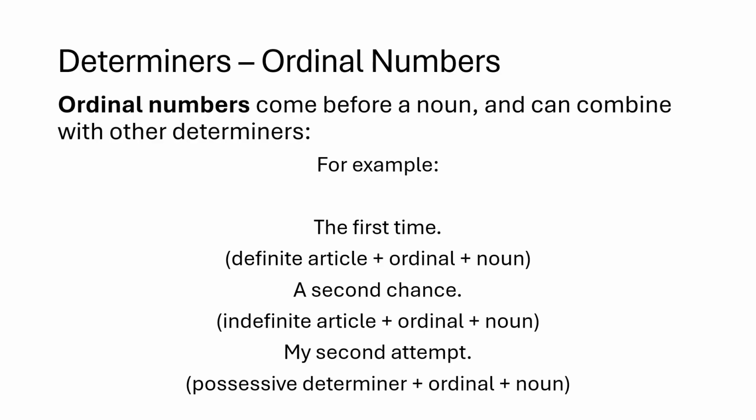For example, the first time. The is the definite article, first is the ordinal number, and time is the noun. A second chance. A is the indefinite article, and second is the ordinal number, with chance, which is the noun. My second attempt. My is the possessive determiner, second is the ordinal number, and attempt is the noun.